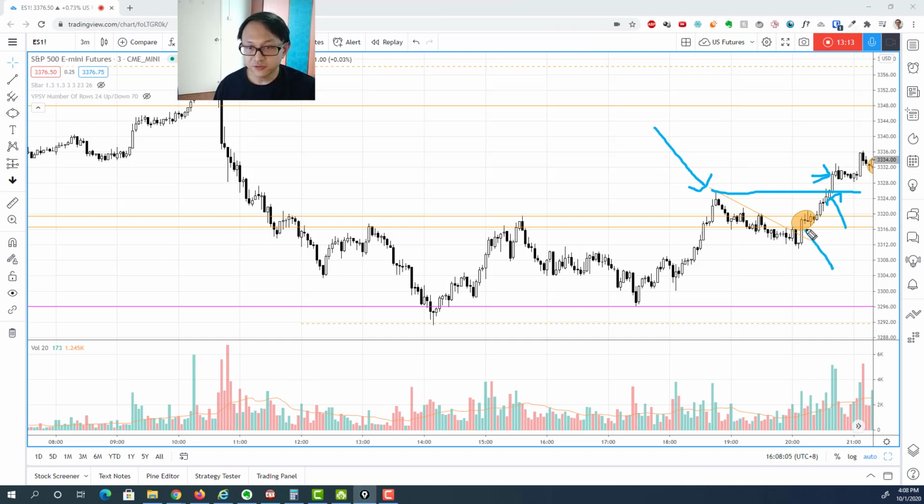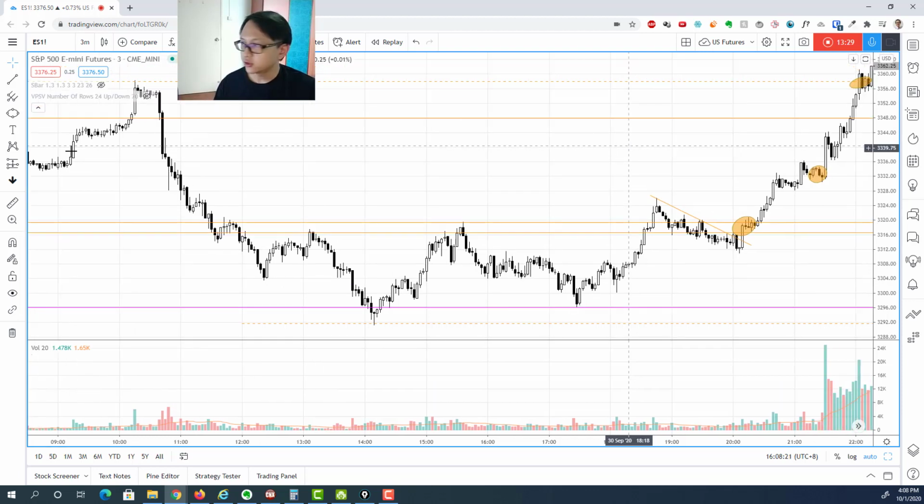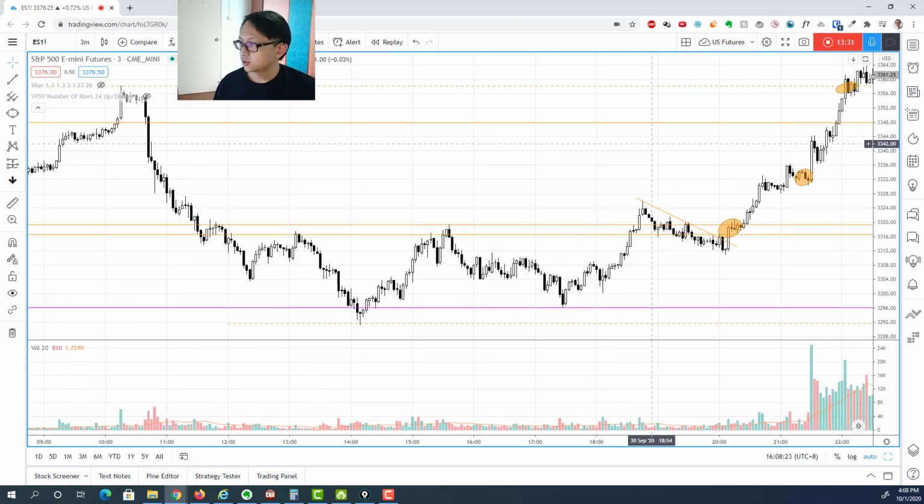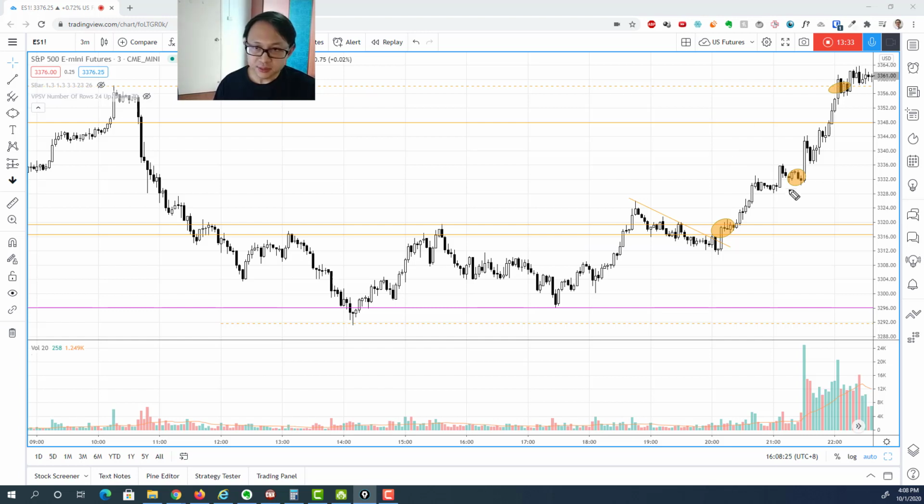And of course, the first entry is based on the reversal of this reaction. And I just enter a long right after the close of this bullish bar. So two entries. But eventually, I just manage my trade right before the US opening session. So you can see that I just highlight here.